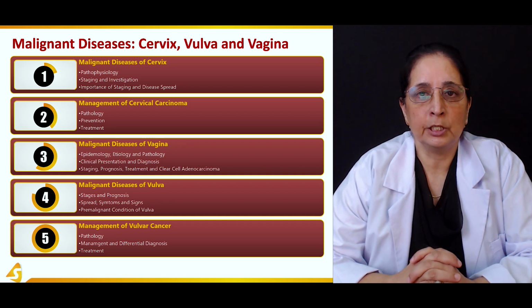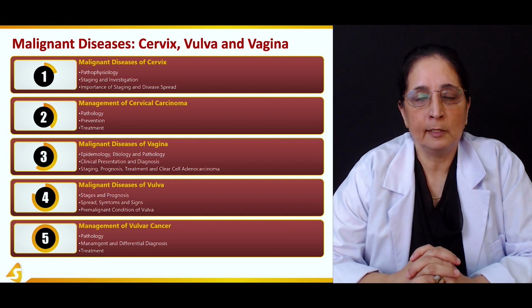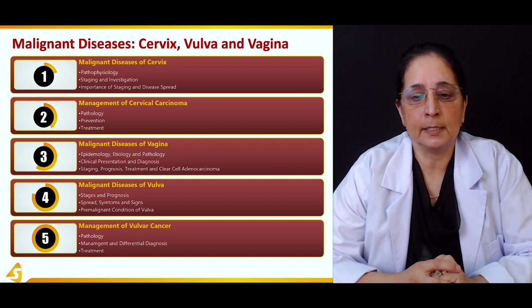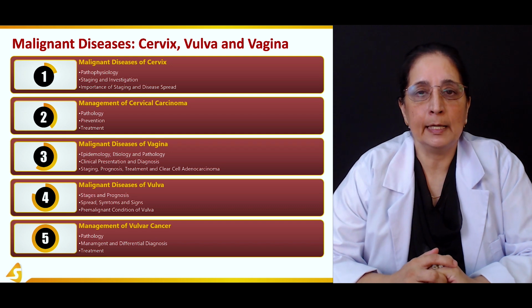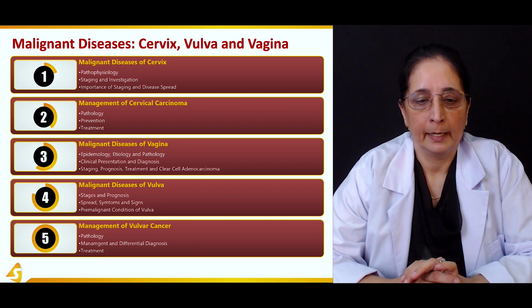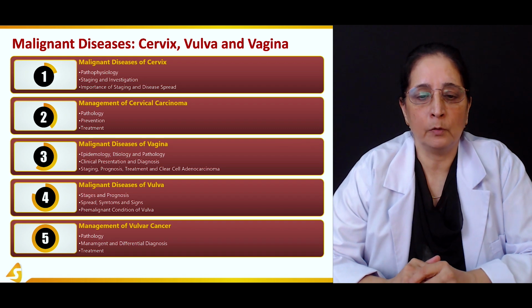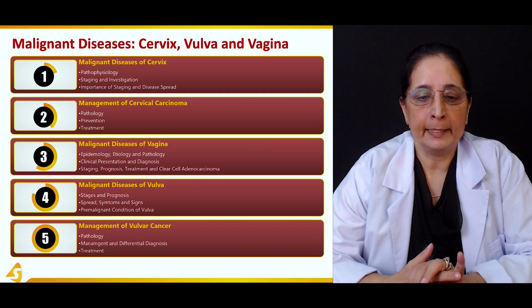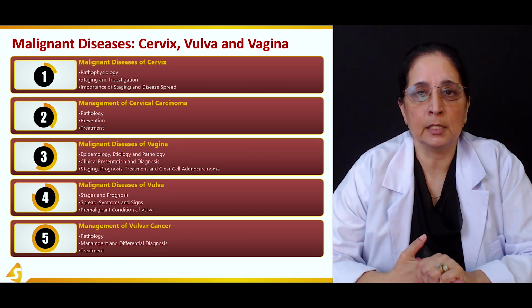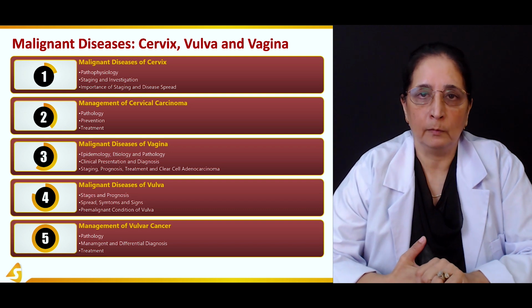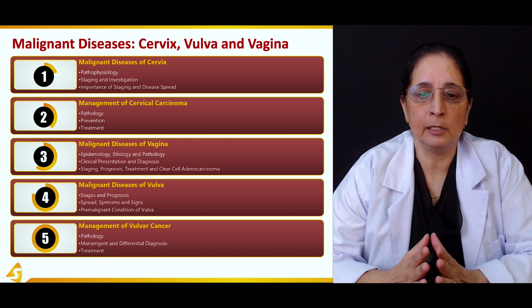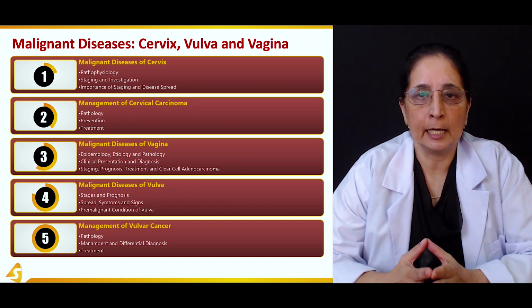Then in the fourth section, we will talk about malignant disease of vulva, in which we will talk about stages and prognosis, spread, symptoms and signs, and pre-malignant condition of vulva. In the fifth section, we will talk about management of vulvar cancer, pathology, management and differential diagnosis, and treatment of vulval cancer. So all these malignancies we will talk in detail in this lecture.